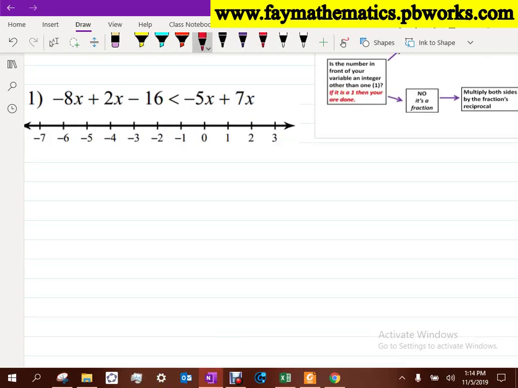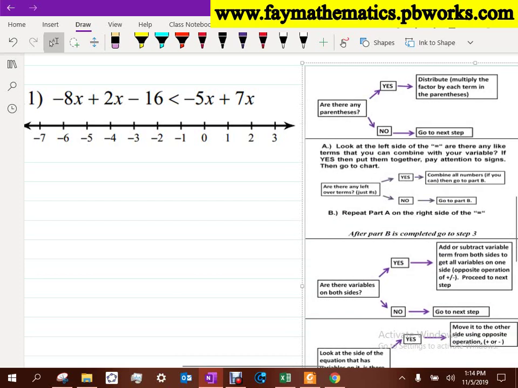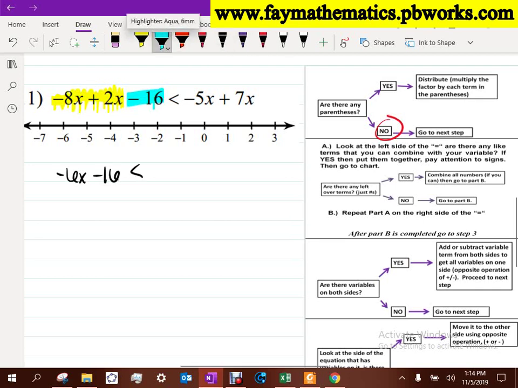All right, let's see, if we go through the chart then, are there parentheses? Nope. So go to the next step. Look at the left-hand side. Are there like terms? Okay, so those are like. That is different. So it's going to be negative 6x minus 16. Okay, then it says on the right-hand side, are there like terms? So that's going to give you what? 2x.